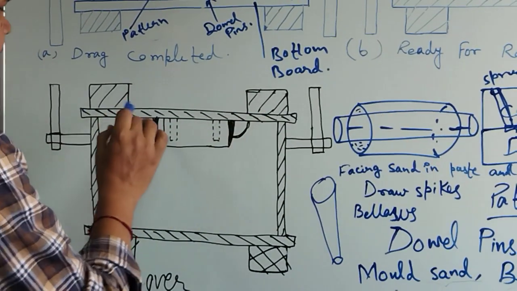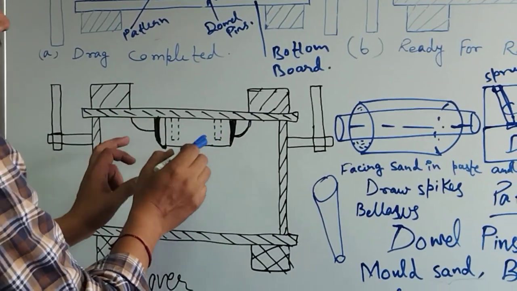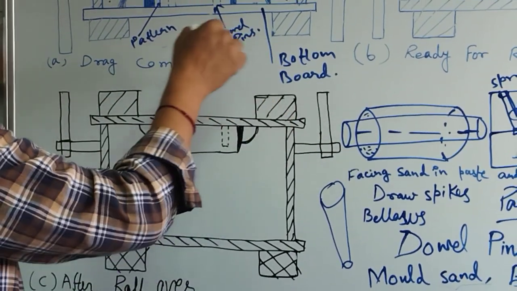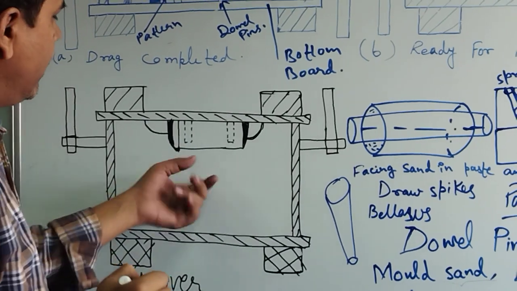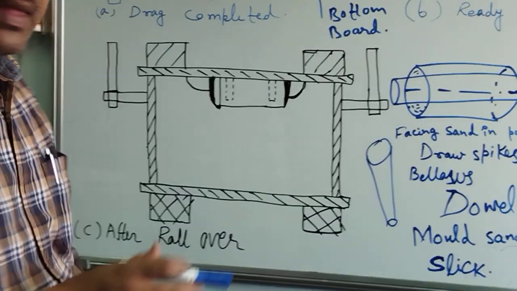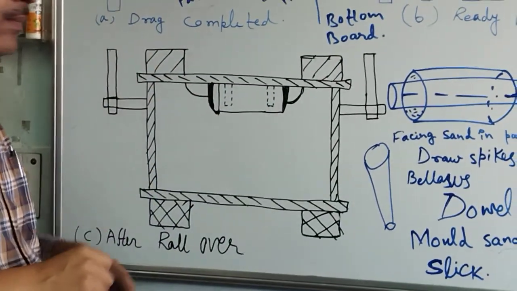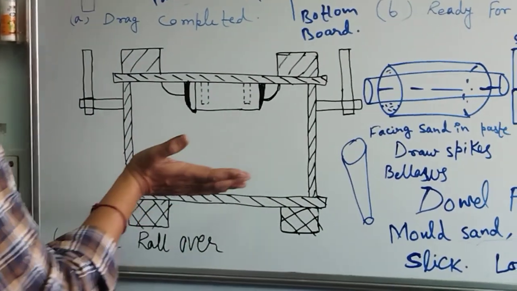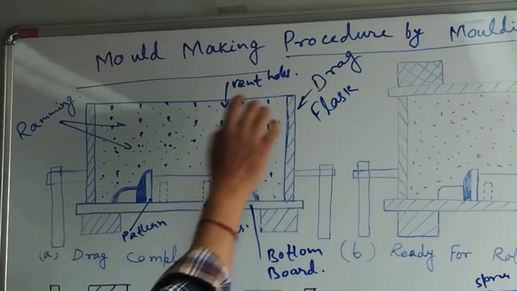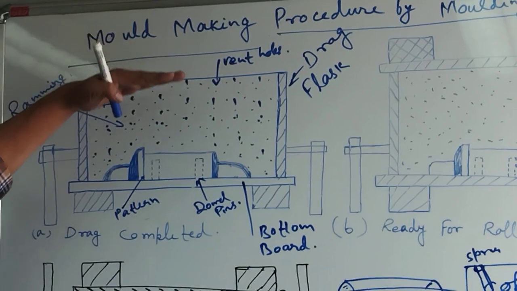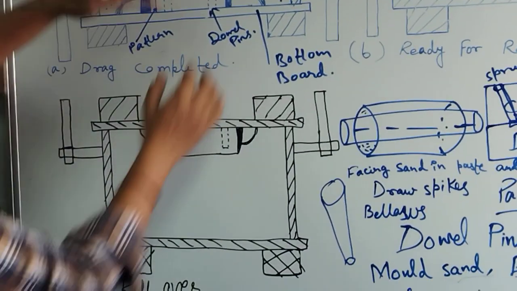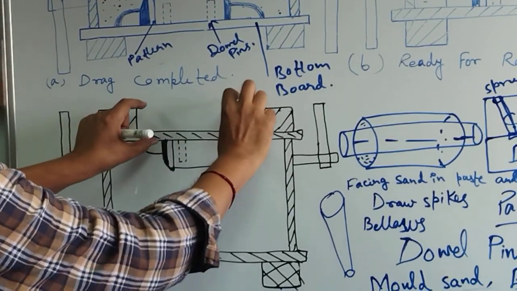Now the replica of the object, the pattern, is placed and aligned to this by the dowel pins, and it will be placed here. Suppose this is the cope part, it will slide down. This part slides down here, and then it will make a round shape.